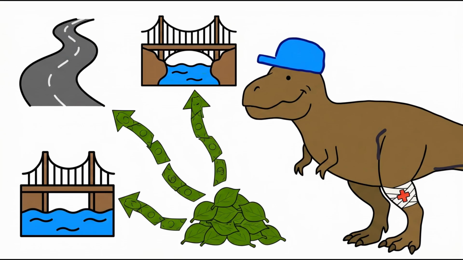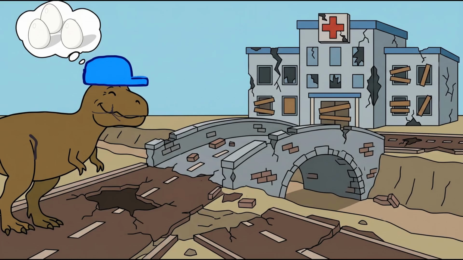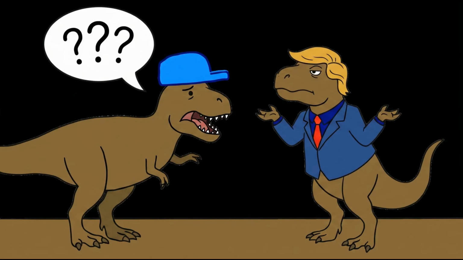Taxes. Dino work hard all day. Dino earn 100 leaves, but Dino only take home 70. Where did 30 leaves go? Government took them. That is called tax. Dino angry. Dinos say, Why you take my leaves?